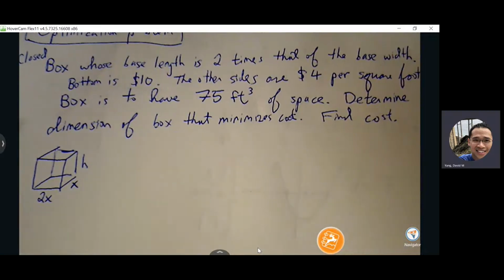I know that one side of my base is going to be shorter than the other side, so I'm just going to call one side 2x and the other side x. The problem doesn't give us any relationship involving the height, so I'm just going to call it h. We're trying to minimize cost. Now the cost is going to come from the surface area and not the volume, because we're not paying for the space inside the box. We're paying for the material that is surrounding the box, right?